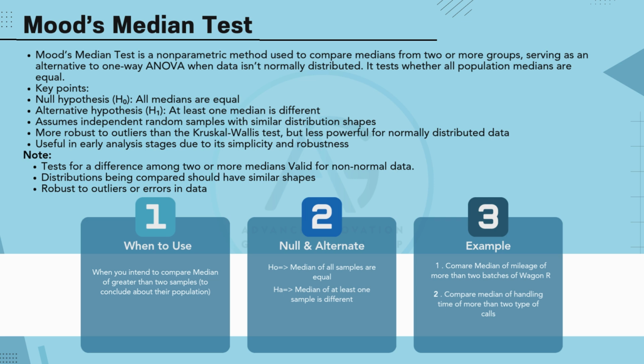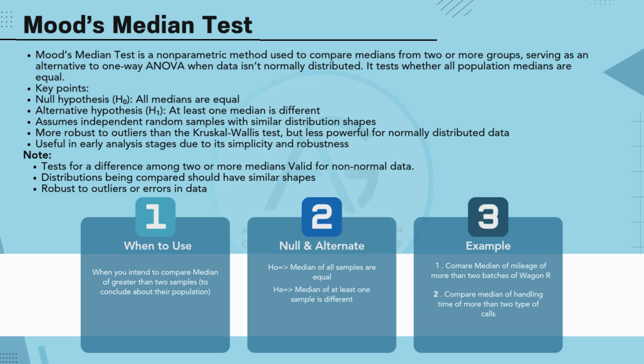At least one median is different from the others. Block 3, Example. Example 1: Comparing the median fuel efficiency of more than 2 batches of Wagon R cars. Example 2: Analyzing median handling time across more than 2 call types to see if one is significantly different. Reinforce the note at the bottom.